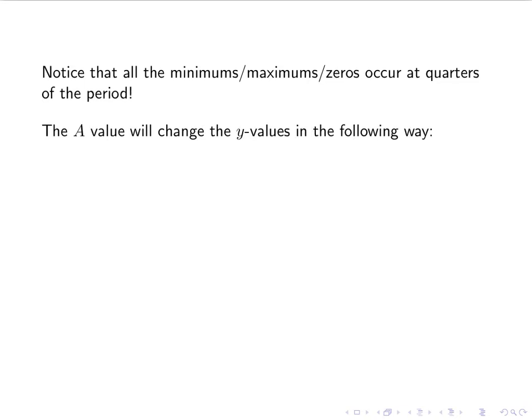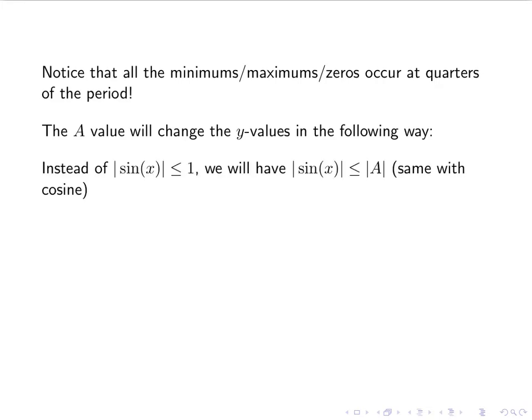The A is going to change the y values in the following way. So again, the absolute value of A is the amplitude. So A can be negative, right? But the amplitude is a distance, so that has to be positive. That's where we have the absolute value come into play.